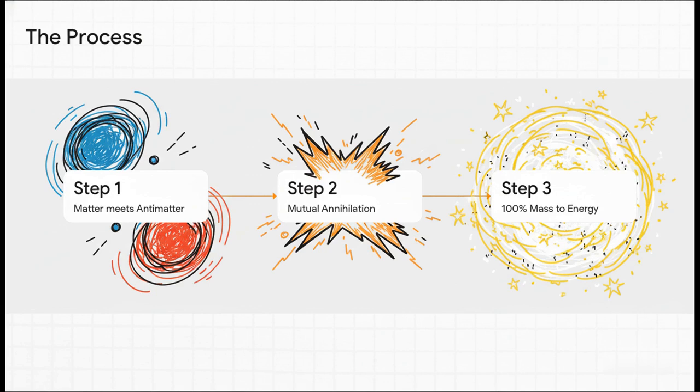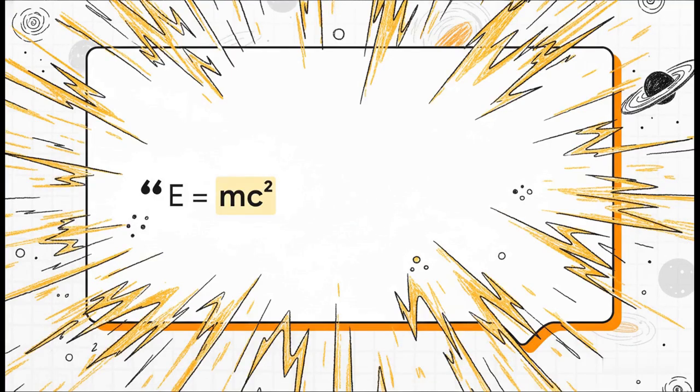And in their place, their entire mass is converted into pure energy. And I don't mean some of their mass, I mean 100% of it. So where does all that energy come from? Well, you've definitely heard of the equation that explains it: E equals mc squared, Einstein's most famous discovery. It tells us that mass is really just a super concentrated form of energy. And because c squared, the speed of light squared, is just a ridiculously huge number, even a tiny, tiny amount of mass creates a colossal burst of energy, usually in the form of high-energy gamma rays.